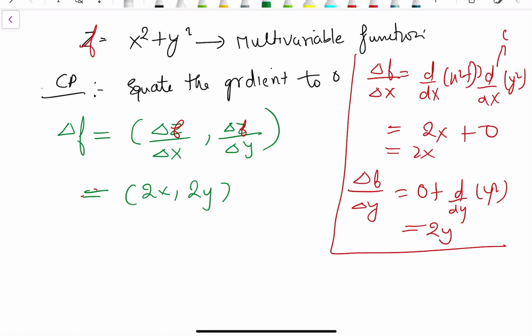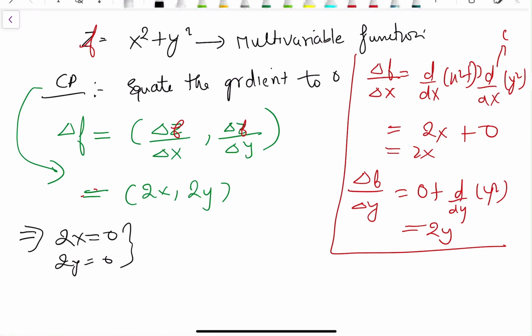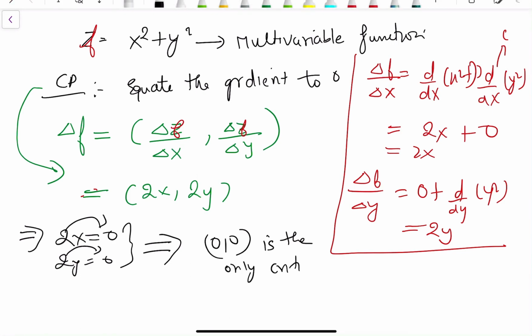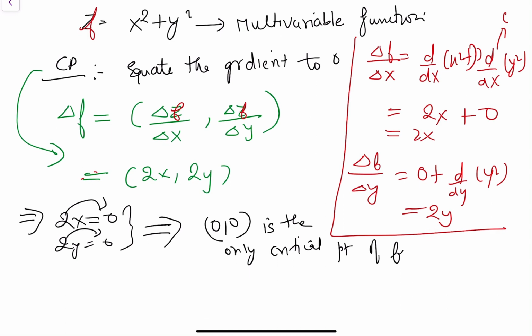Now let me equate my gradient to 0. So the critical points of this function will be 2x is equal to 0 and 2y is equal to 0. We have to solve these equations, and the only possible solution of this equation system is 0 comma 0, because x is 0 and y is 0. So 0 comma 0 is the only critical point of f. So this is our first part of the solution.